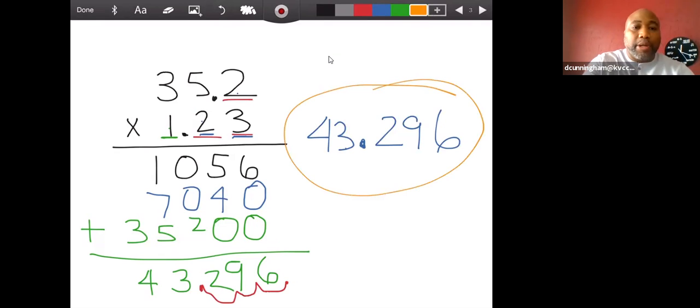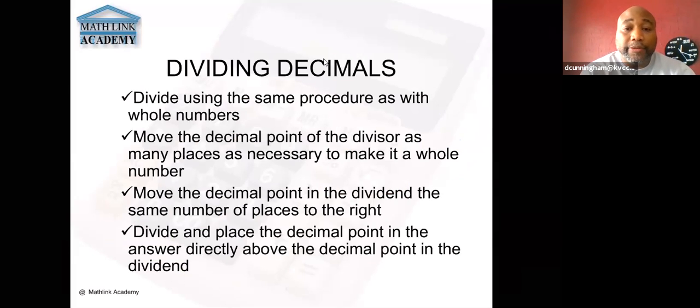And that's how we multiply decimal values. Now, let's talk about dividing decimals.